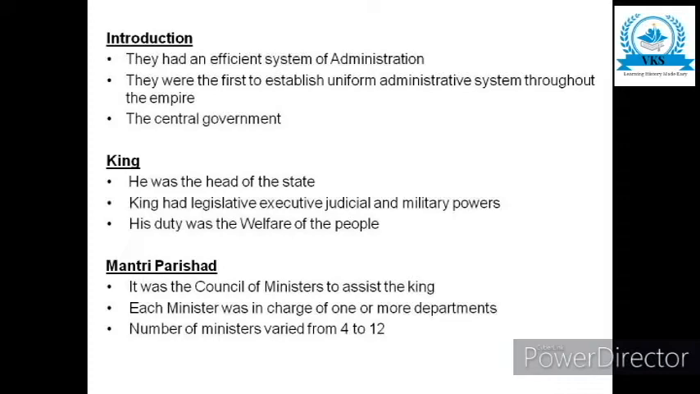Now let us see the subdivisions in Mauryan administration. The first subdivision we are going to see is the central government. In the central government, we have many sub points to learn. The first sub point is the king. The king was the head of the state. He had legislative, executive, judicial and military powers, and his duty was the welfare of the people.